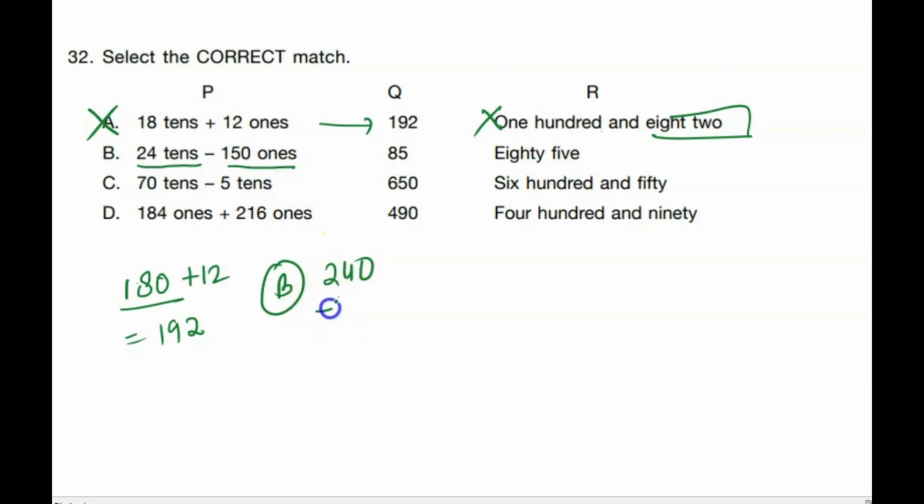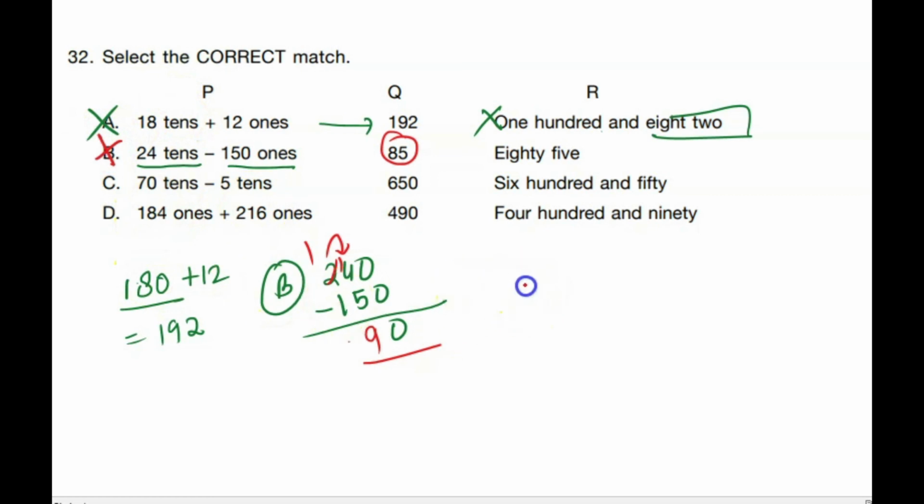150 ones means 150 only. 0 minus 0 is 0. 4 minus 5 is not possible, so we'll take a carry. It will be 1, and this will be 14. 14 minus 5 is 9, and 1 minus 1 is 0. So 90 is the answer, but it's written 85 here. So option B is wrong.